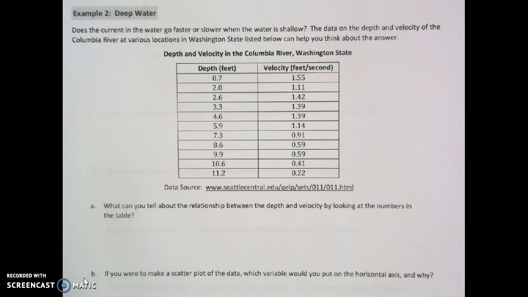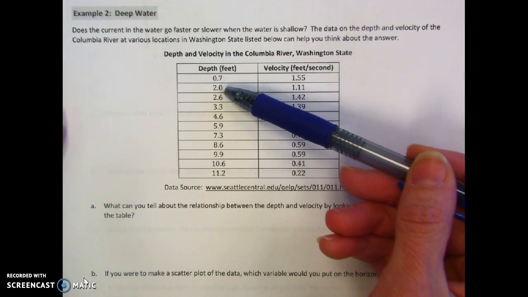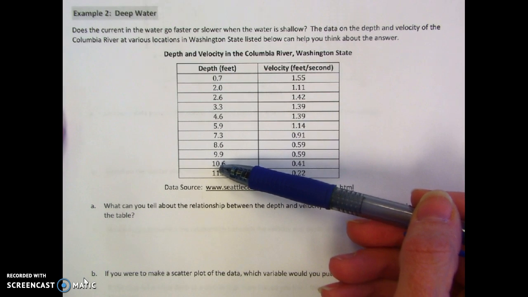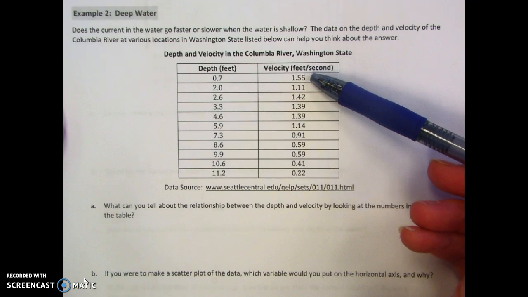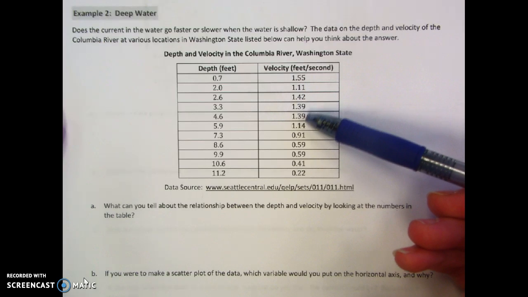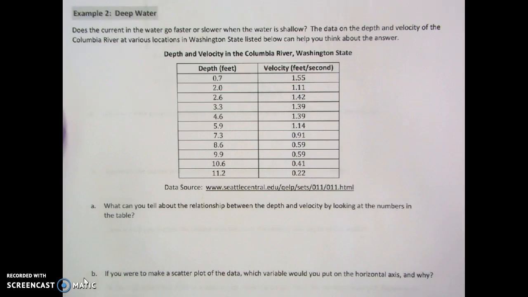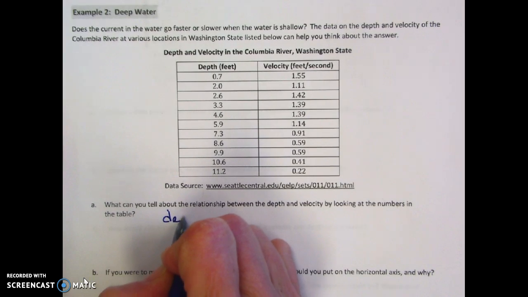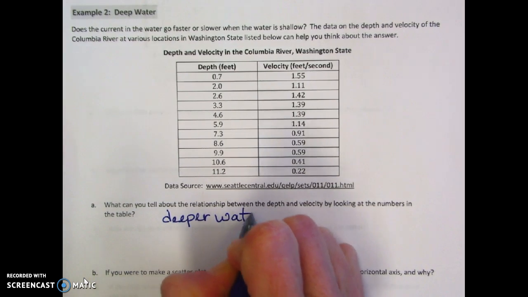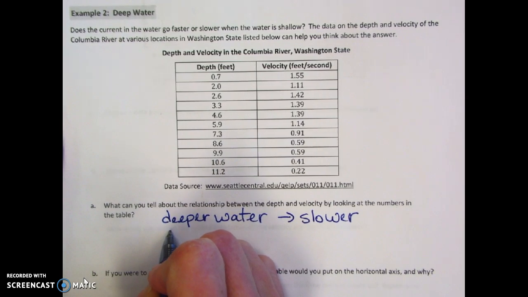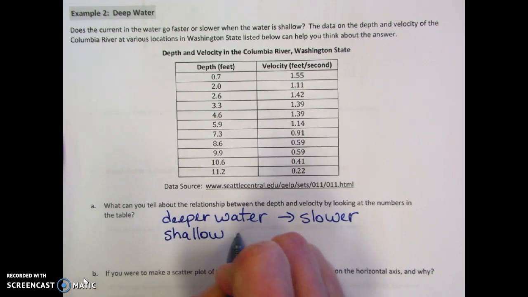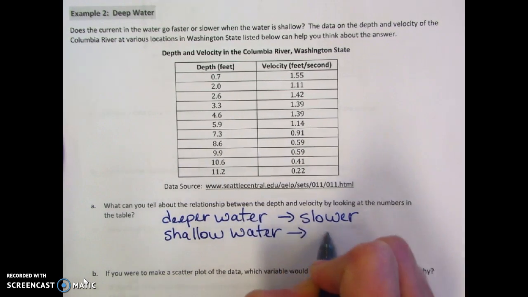Well, the depths here seem to keep getting deeper in the table, so they're in order, so we'll be able to compare. So as the depths get deeper, the velocity slows down. It goes down. So as the depth gets deeper, the velocity gets slower. All right, so deeper water, slower. Shallow water, faster.